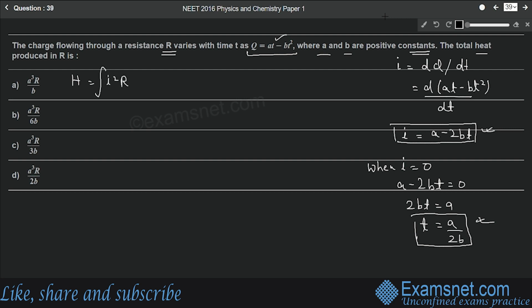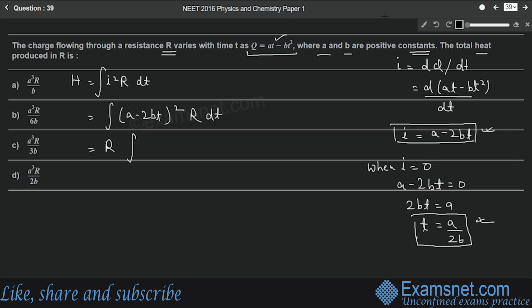So we have to integrate I square R dt in order to get the total heat produced in the resistance. What is the current I? It is A minus 2bt. So whole square and R dt. We can take R outside, so integration of (A minus 2bt) whole square.